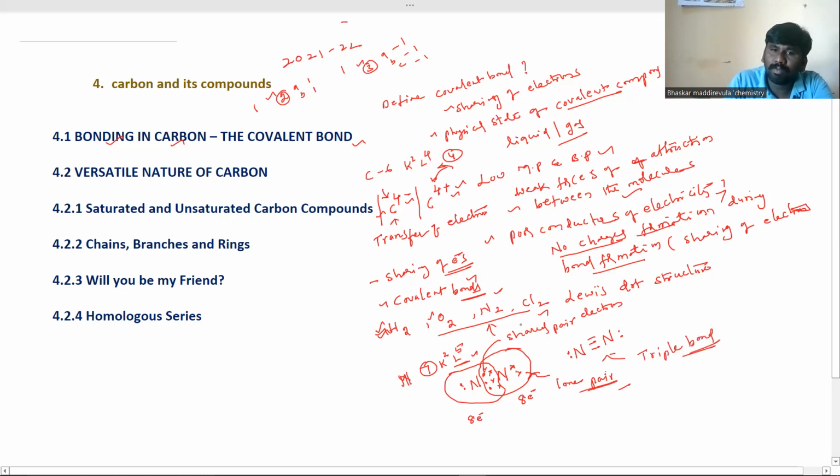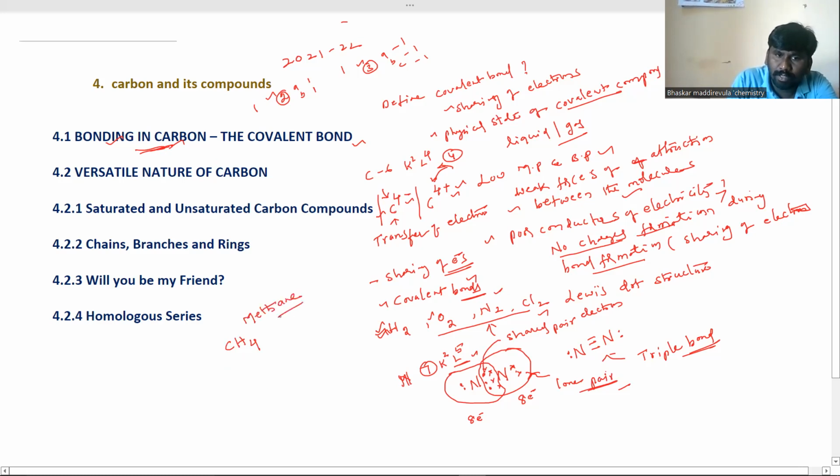Be thorough with how to draw the Lewis dot structures of these molecules. Along with that, you should be thorough with how to draw the Lewis dot structures of carbon compounds also. For example, I will take one example from this topic only. The last question: draw the Lewis dot structure of methane, the starting carbon compound, methane.